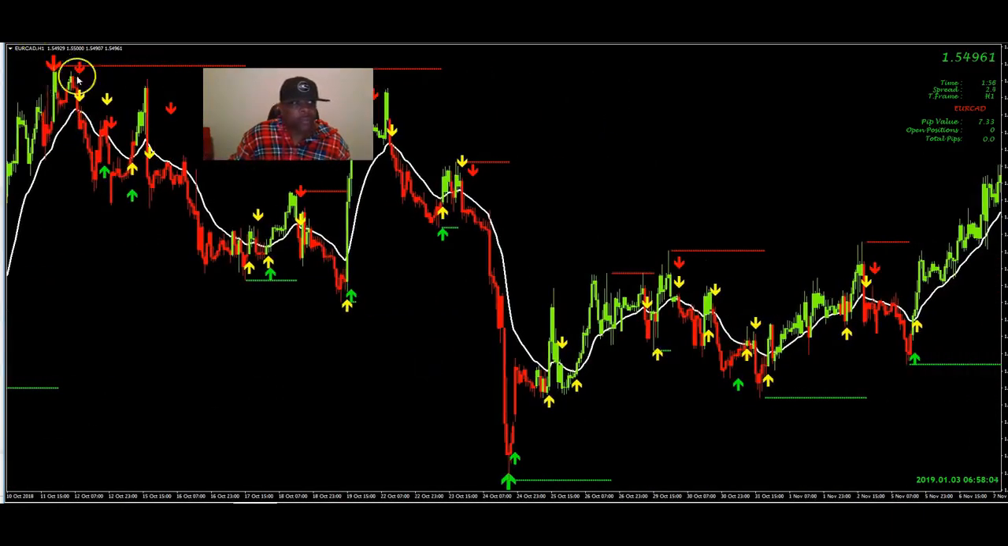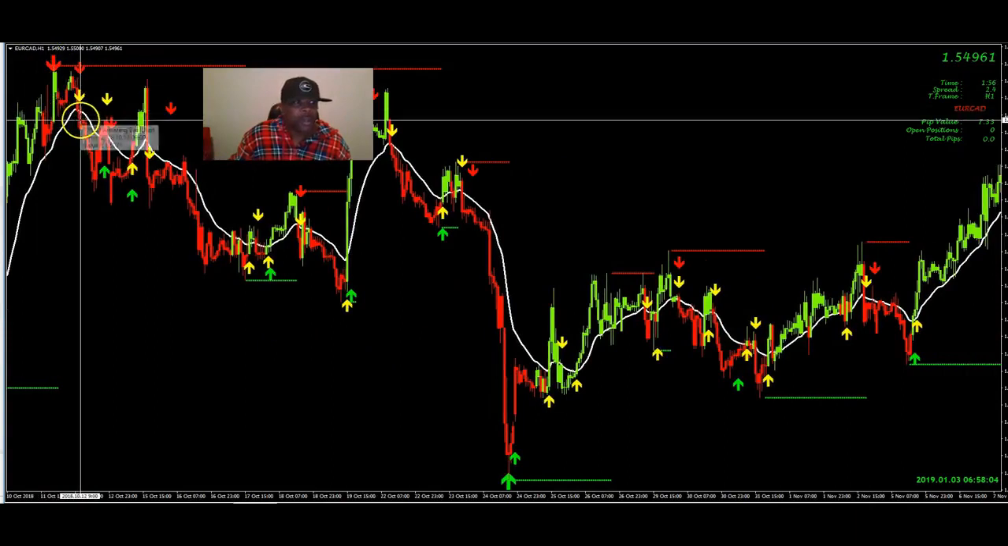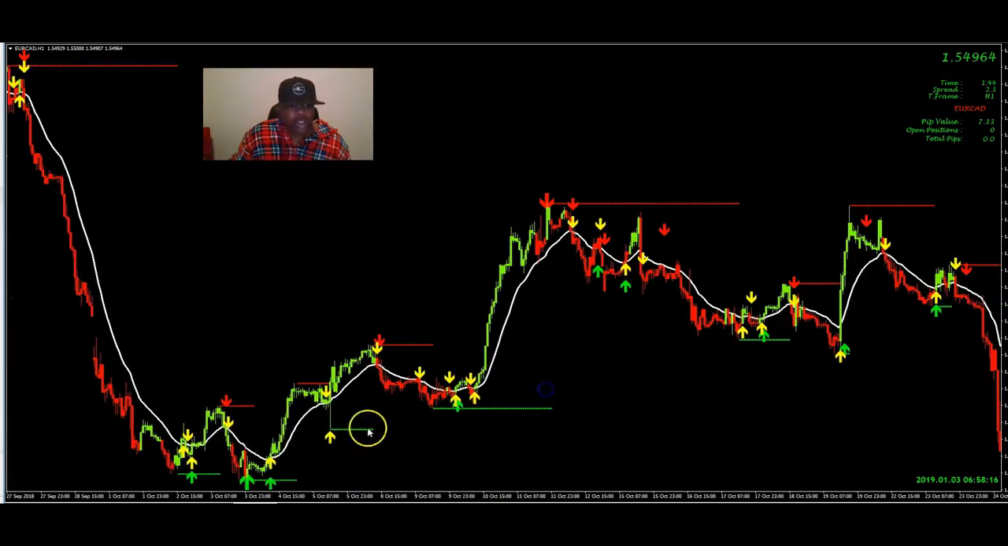On the top, pop. See that? Boom, right here. It came all the way back up, retested, and then made a major drop. So you get a heads up in the charts before the action happens. So that was another 300 pips right there. And it just goes on and on.